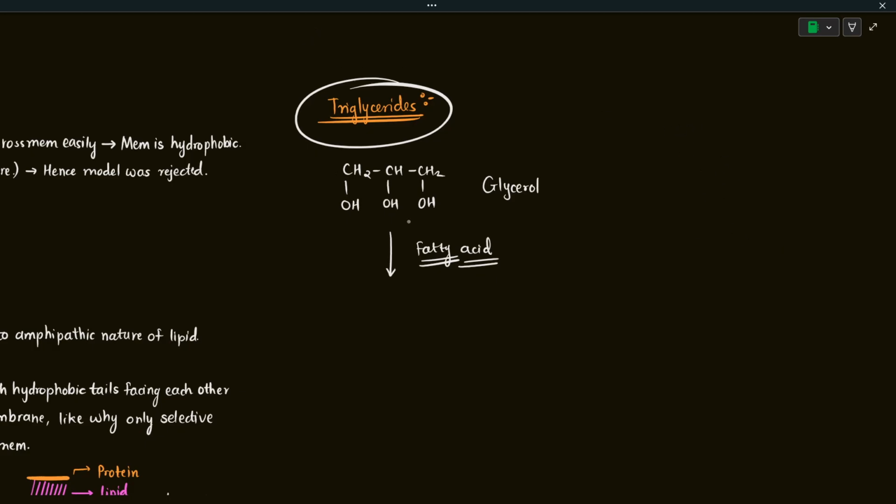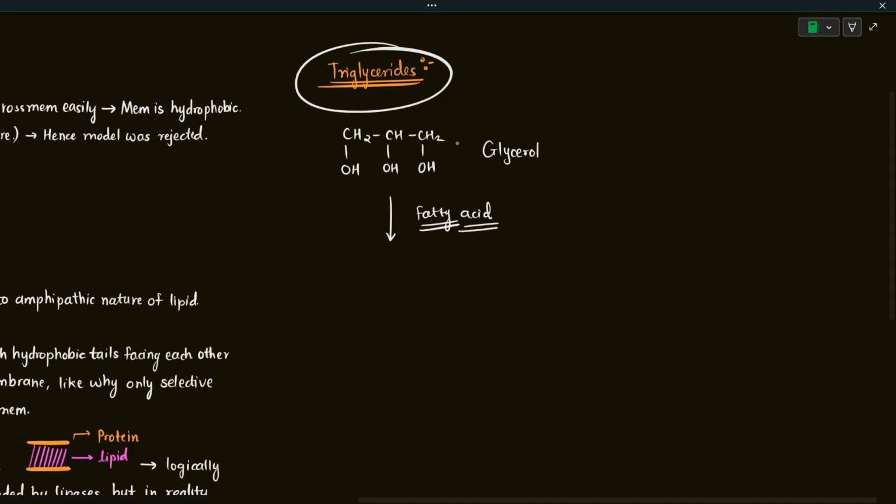So when the hydrogen of each hydroxyl group is replaced... there are three hydroxyl groups in glycerol, so three OH groups. When the hydrogen from each OH group is replaced with a fatty acid chain, then it forms a glyceride, a triglyceride. That is why it is called triglyceride.